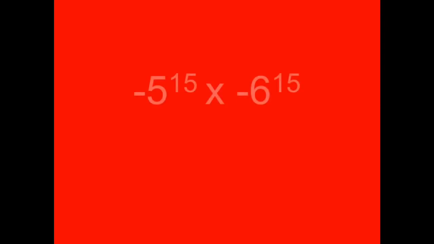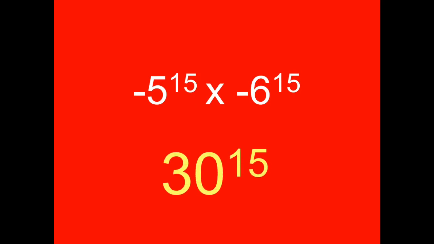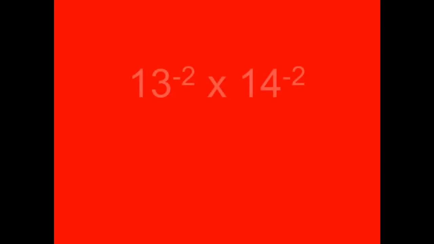Another red one. In here, we have the same exponent, both 15, and the bases are both negative. So we multiply the bases, negative 5 times negative 6. When you multiply and the signs are the same, the answer is always positive. So we get positive 30, and we leave the exponent of 15.